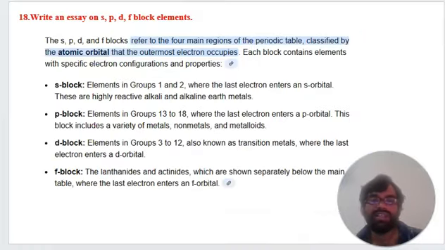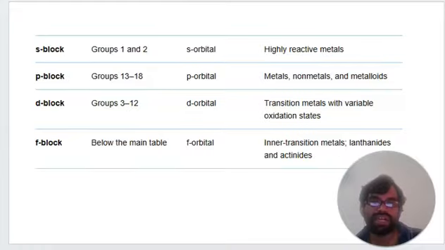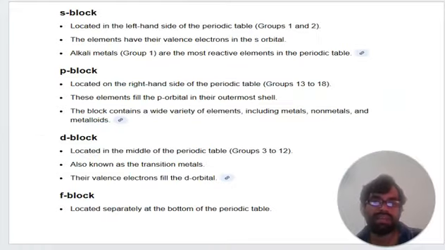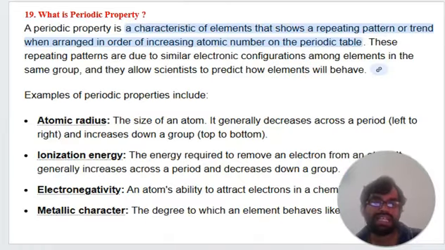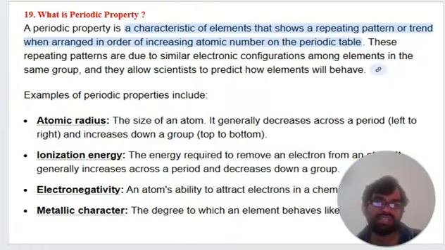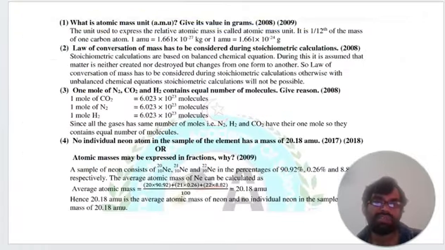Next one is: write the general outline of the s, p, d, f block elements. You can see the s, p, d, f block elements and find out what is s, what is p. Here is a chart of groups and elements in the s, p, d, f blocks, with some more points, and you can see clearly about periodic properties. It is mentioned here, and I can see a few of the very short answers.